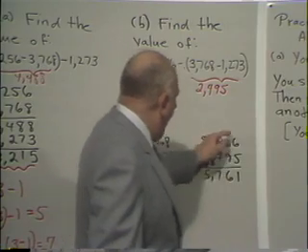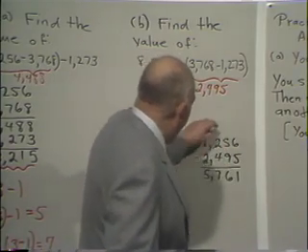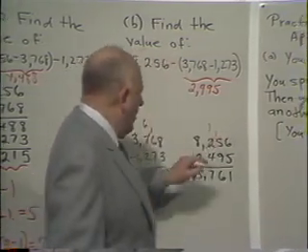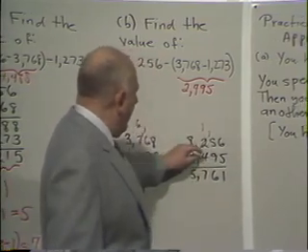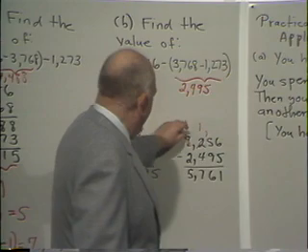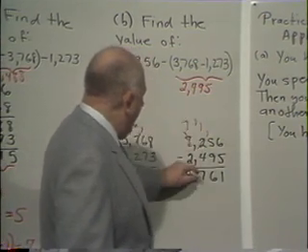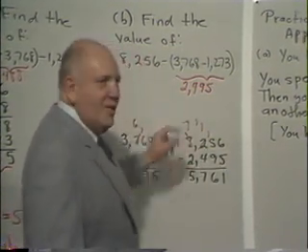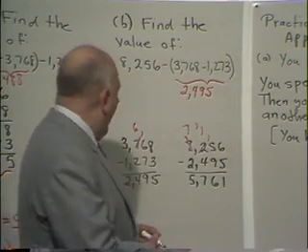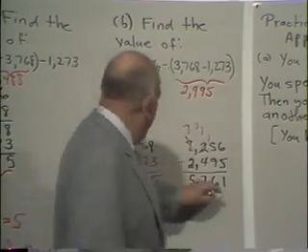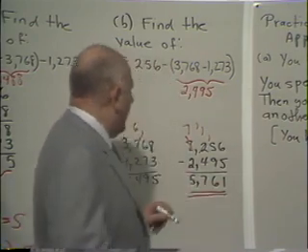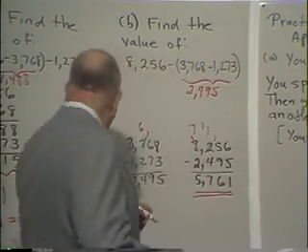2,495. See, 5 from 6 is 1. 9 from 5 I can't take, so I borrow. 9 from 15 is 6. 7 from 1 I can't take, so I borrow again. 4 from 11 is 7. 2 from 7 is 5. So now the answer to part B is 5,761.